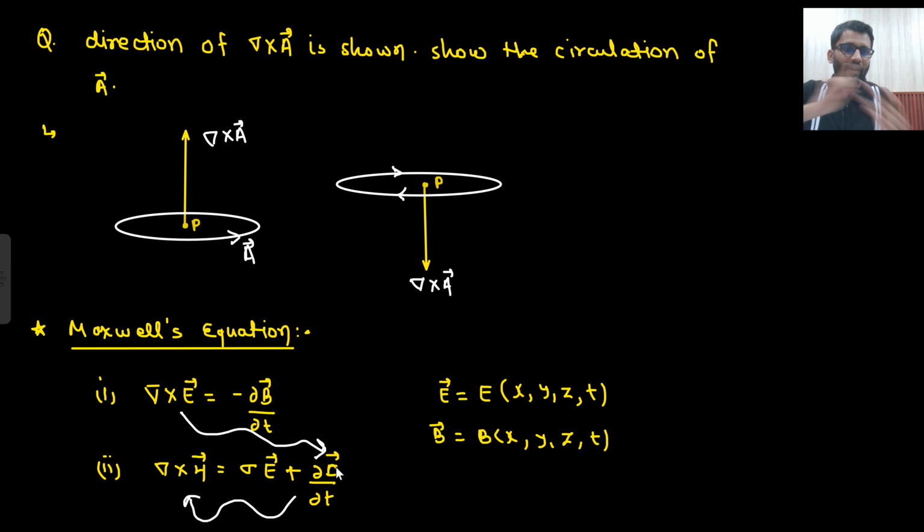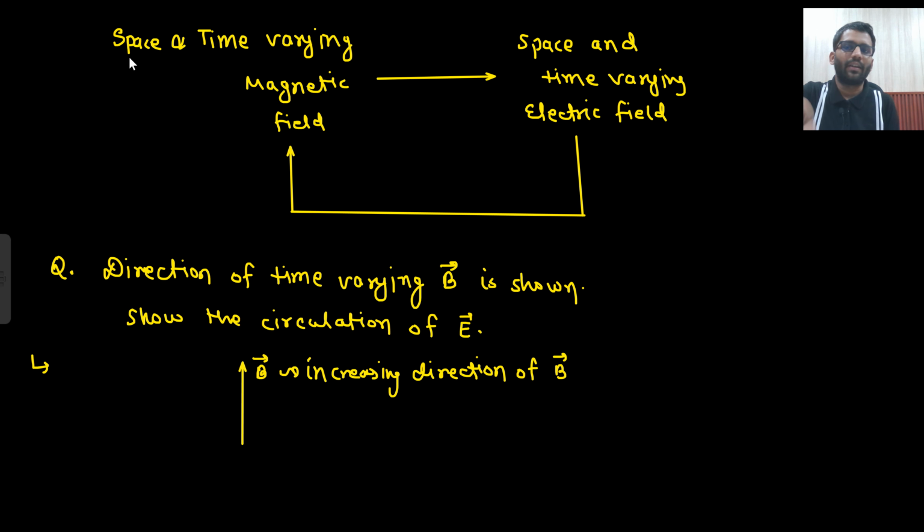So both are complementary. Are you getting this point? A time varying magnetic field generates a space varying electric field. A space varying and time varying electric field generates a time varying and space varying magnetic field. A time varying and space varying magnetic field generates a time varying and space varying electric field. So both are complementary to each other and they will keep on generating the fields. Is that clear to you? This is what I have written.